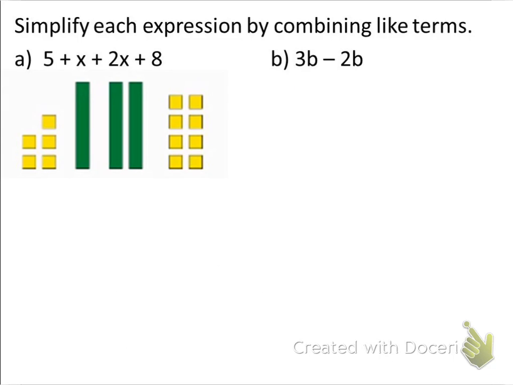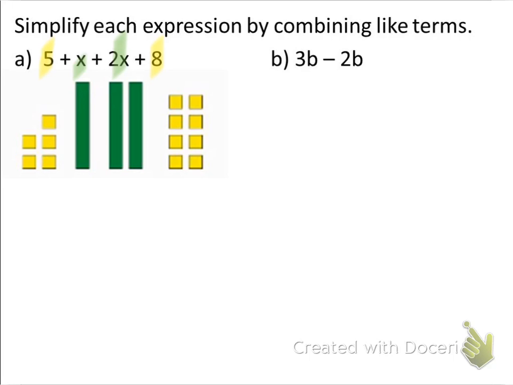Now we're going to do some more examples. It says simplify each expression by combining like terms. The first one is 5 plus x plus 2x plus 8. I've done a little diagram underneath here to help you with this. The 5 and 8 are individual units. So we have 5 as an individual and 8 as an individual. Then the x's are together as well.